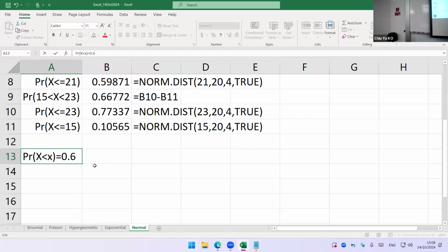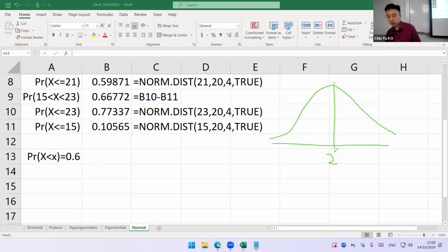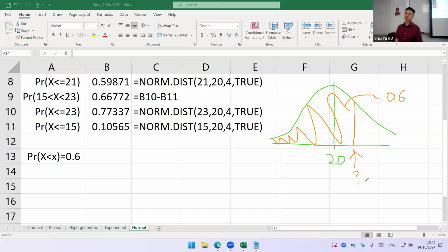Okay. In other words, we're interested in the following question. The green here, we have 20. Okay. My question is, let me ask the following. I tell you the area is 0.6. Tell me what's this number. Just reverse what we do. I tell you the area on the left hand side. What is exactly the number there?